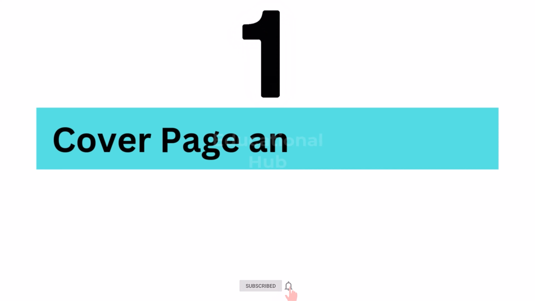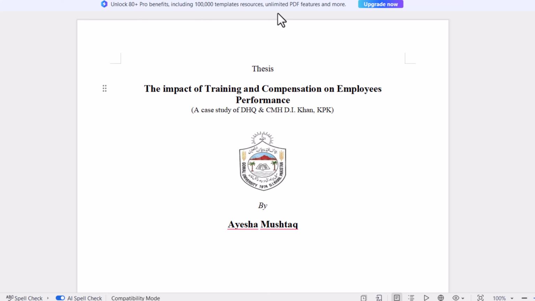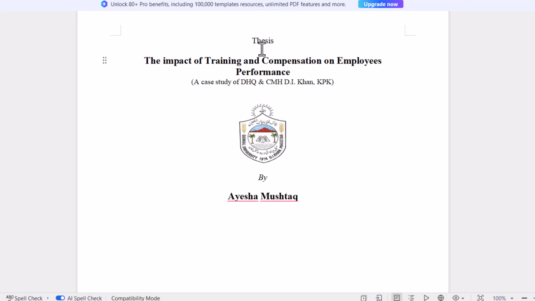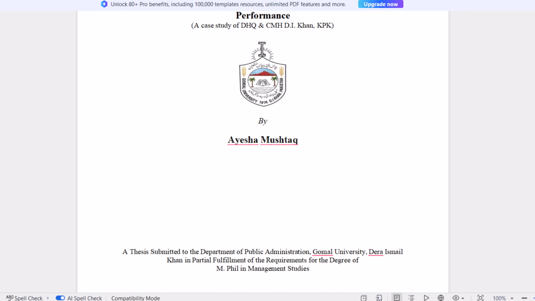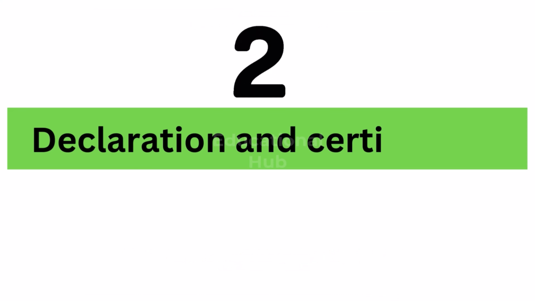1. Cover page and title page. A cover page is the first page of a document. It is usually used to give the title and author of the document, as well as other important information such as the institution information, emblem, year of degree completion, and the name of the degree for which the document is intended.